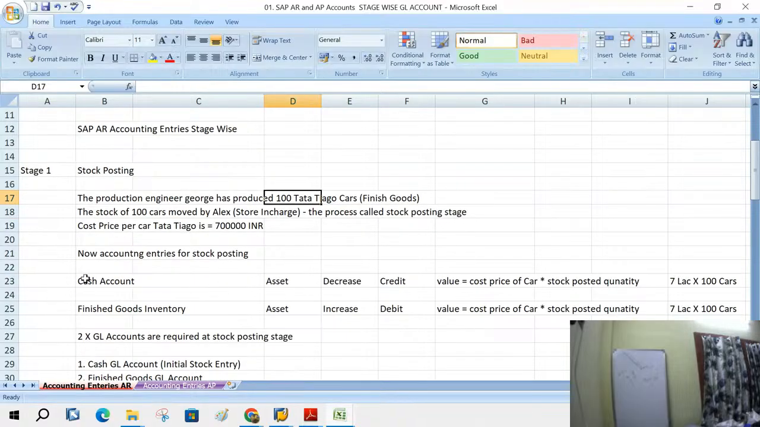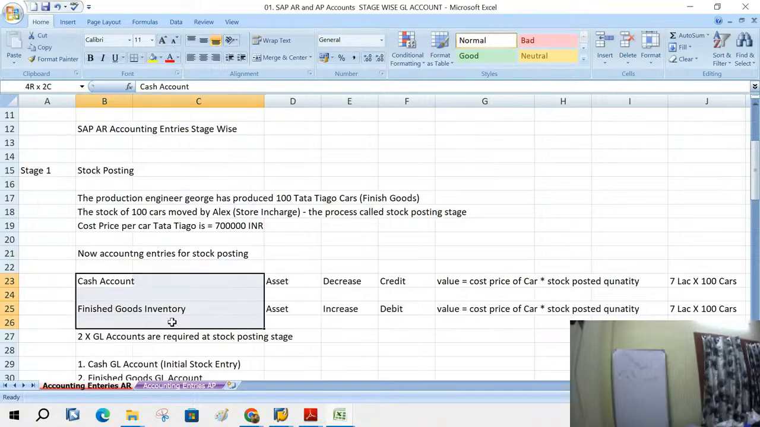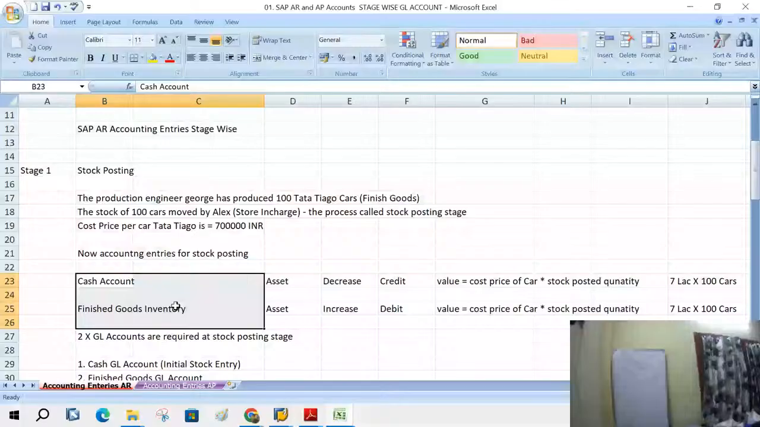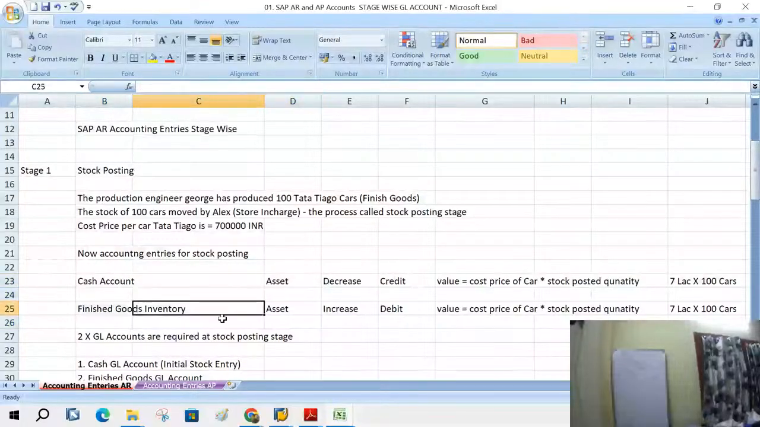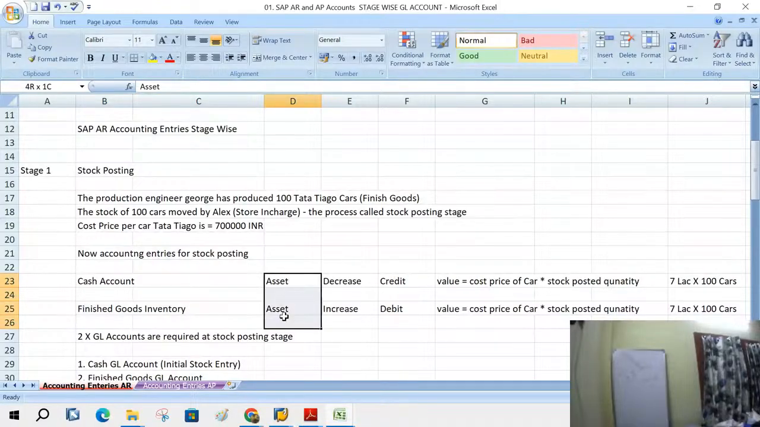So what are the two accounts I am having? Cash account and finished goods inventory. Finished goods inventory is nothing but my cars. Correct. So what is happening? Cash is also my asset. Yes or no? And car is also my asset. Yes or no?